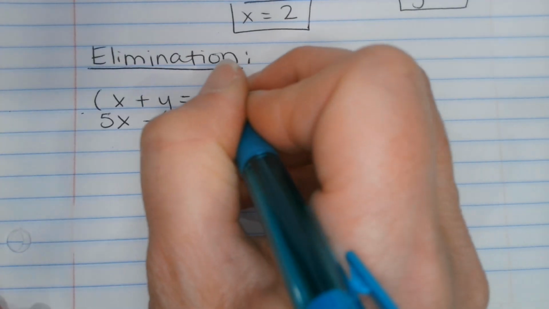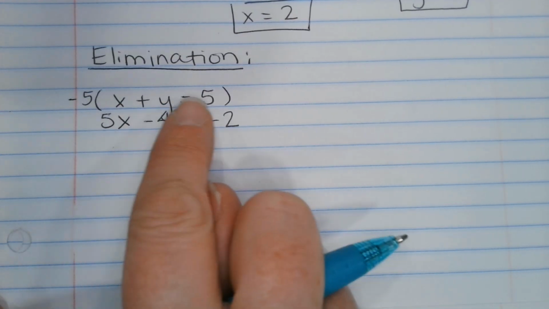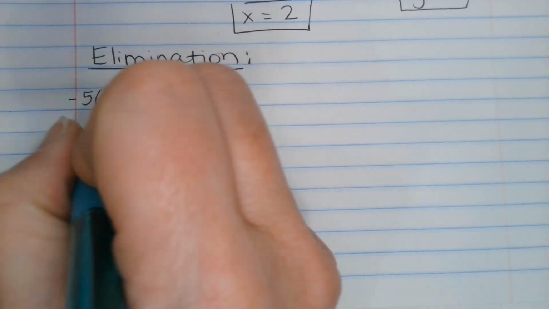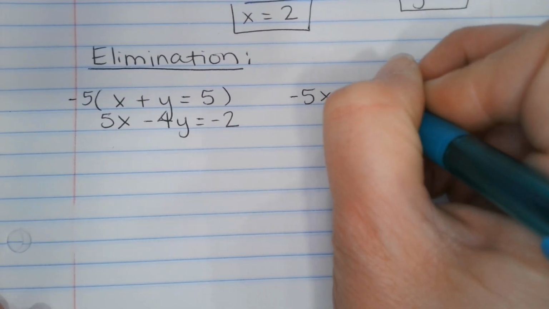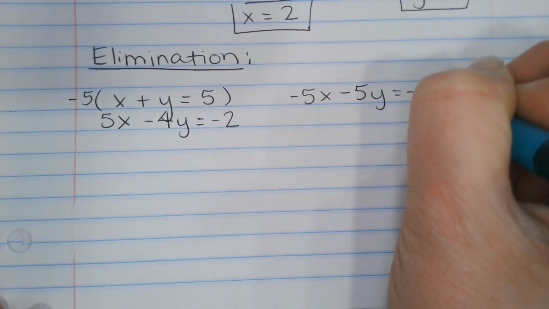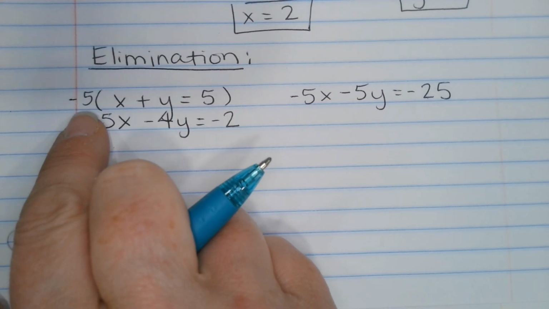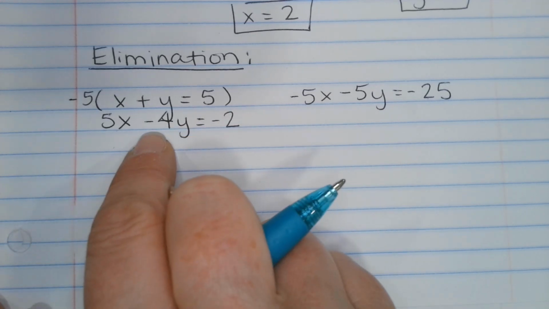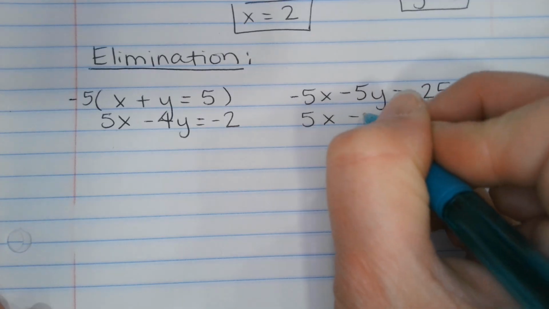I'm going to do, just because I like to be on the outside here, I'm going to make that a negative 5 that I'm going to multiply to all pieces in here. So that would make my new equation negative 5x minus 5y equals negative 25. Some of you might have chosen to multiply a 4 to this because this one was already negative. But either way would work. You'll get the same answer.